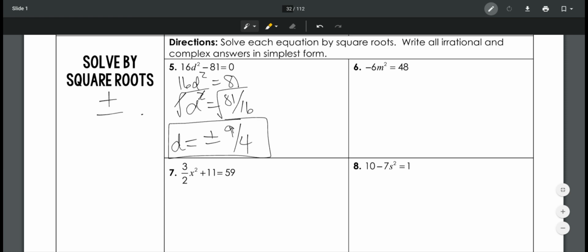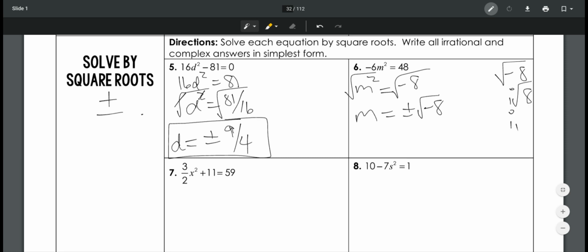In example number 6, we're going to divide both sides by -6, which gives me -8. I'm going to take the square root of that, but if you notice, I have the square root of -8. So I have to simplify the square root of that negative number into i square root of 8, and the square root of 8 can be broken down into the square root of 4 times the square root of 2, which gives me plus or minus 2i square root of 2. Final answer.